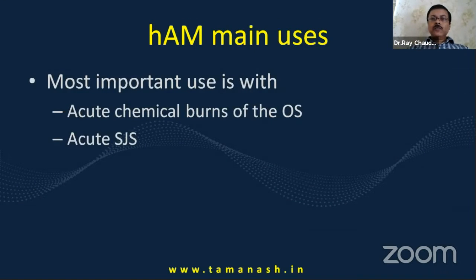The main uses of HAM, where it really makes a difference in the patient's care, are acute chemical burns of the ocular surface and acute Stevens-Johnson syndrome.